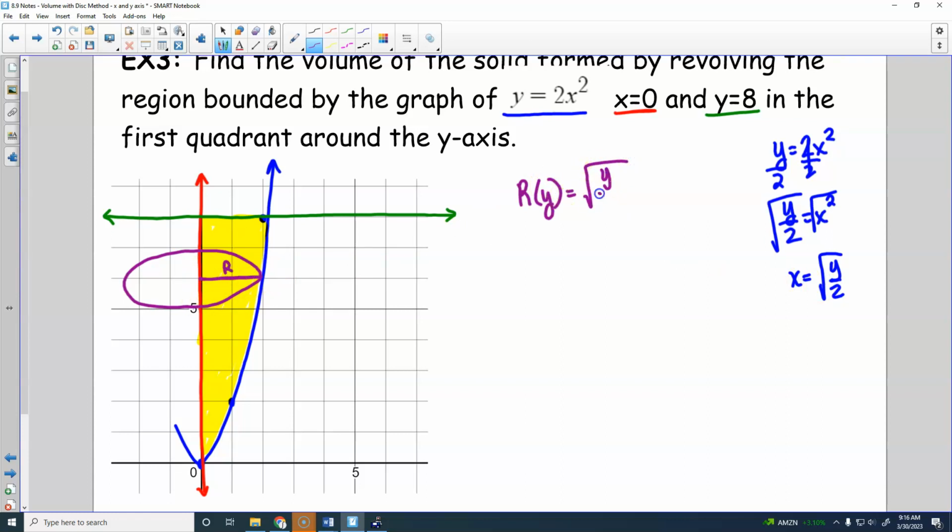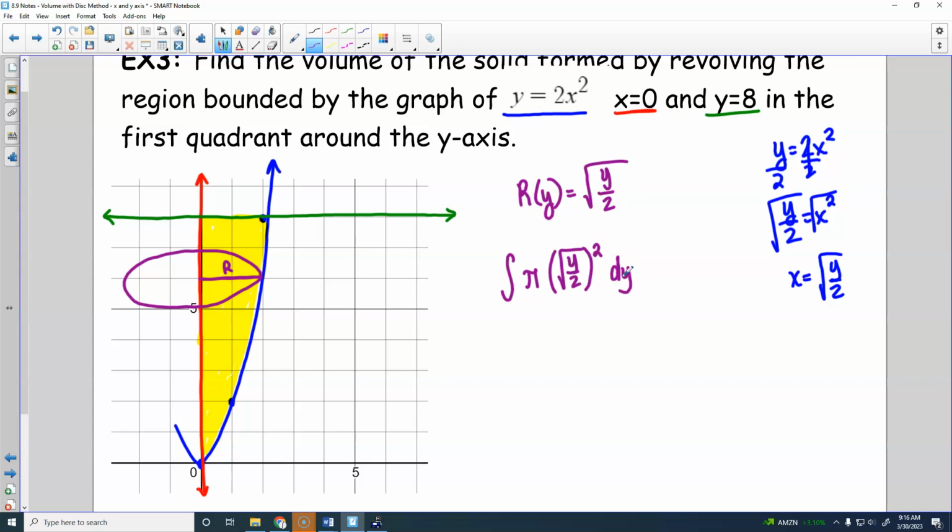So you've got the square root of y over 2. So that is our radius. So our area is always a circle for these problems. These rotation problems, it's always a circle. So we're doing pi times that radius squared. We put a dy on the end.